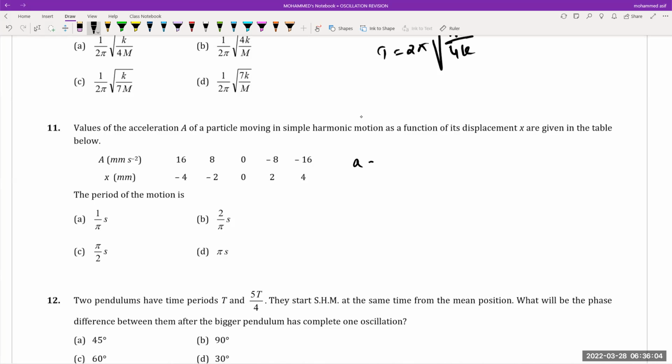We know the formula for acceleration: a equals omega square into x, taking magnitude. So omega square will become a by x. From the given values of the condition, what value of omega square comes?